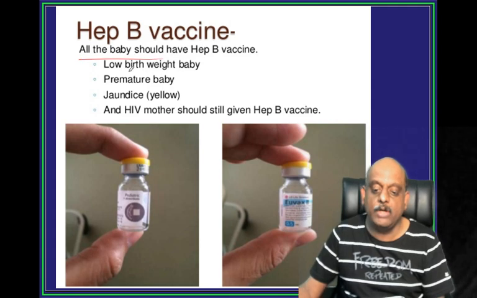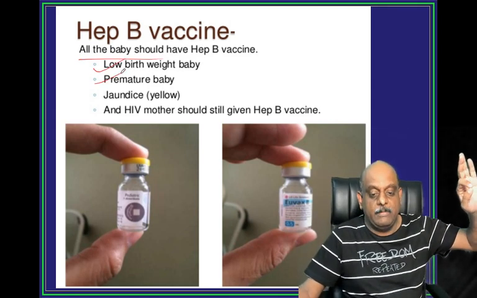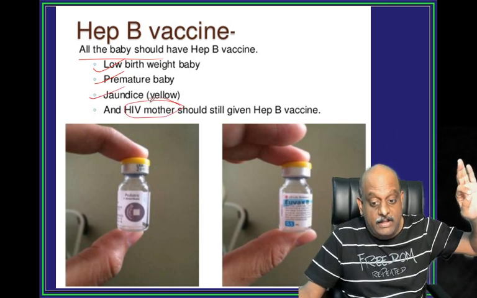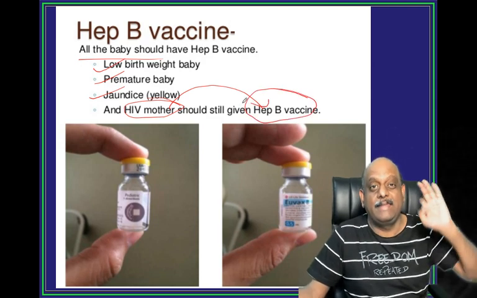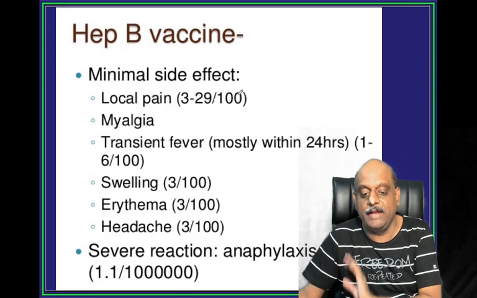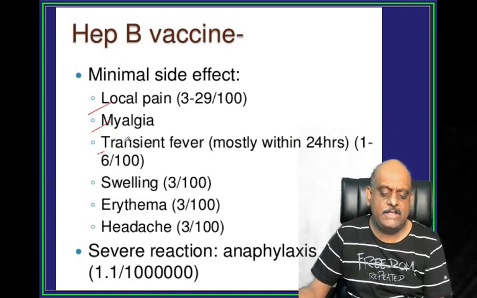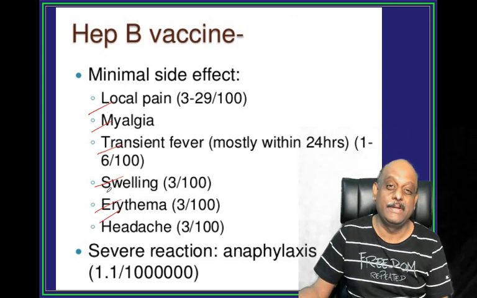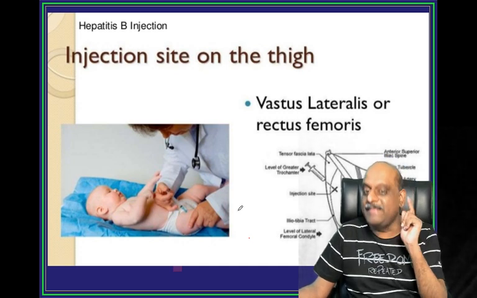All the babies should have hepatitis B vaccine. If they are low birth weight, premature baby, jaundice, and HIV mother, they should still be given hepatitis B vaccine. That is a point you have to be very, very clear about. Now, there can be local pain, myalgia, transient fever, swelling, erythema, headache, write down whatever comes. Severe is anaphylaxis. Where is the injection site?